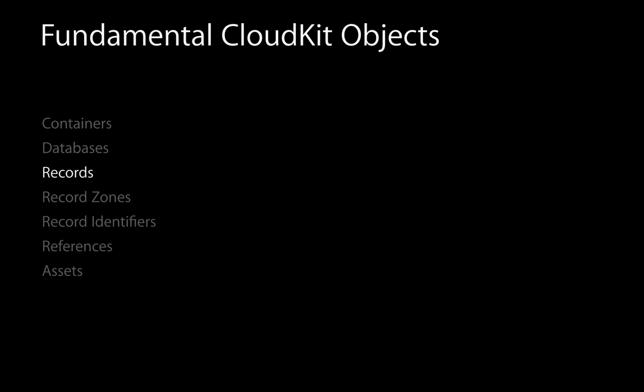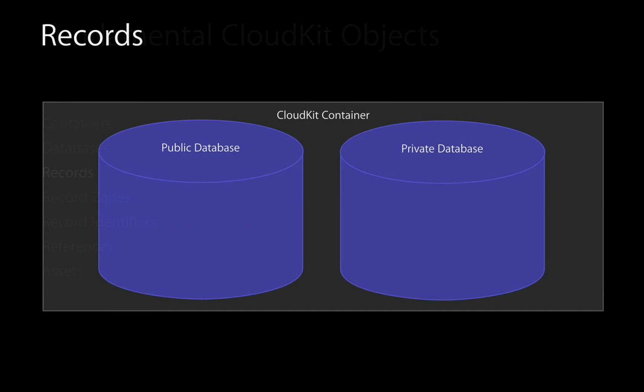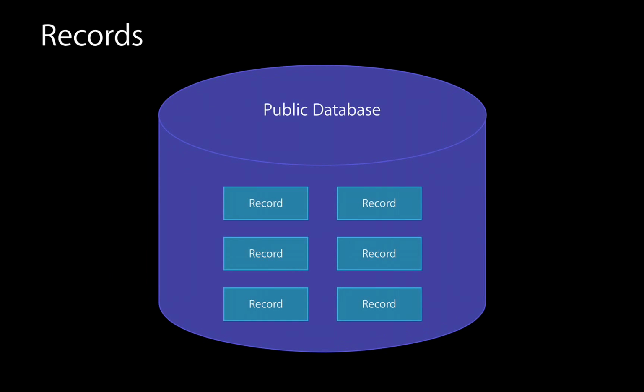All right, so those are databases. Let's talk about records. So here's our model that we have so far. We've got a container. Within containers are databases. Let's keep going down the rabbit hole and crack open a database. Inside the database, we see that it's full of records. Records are exposed in our framework as the CKRecord class. They are the mechanism by which you move structured data to and from CloudKit.